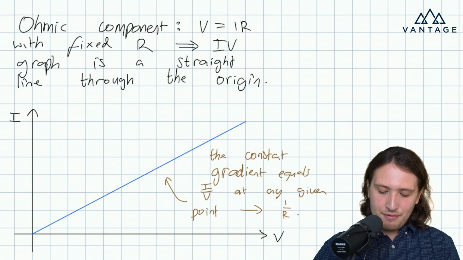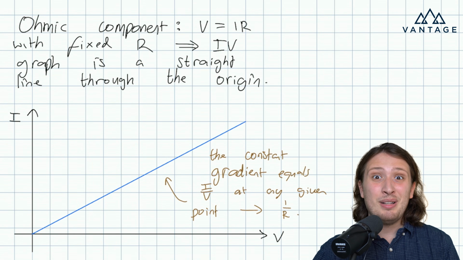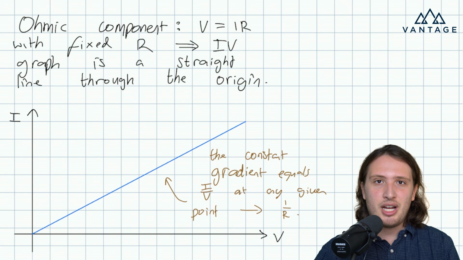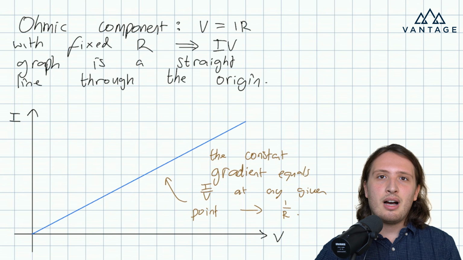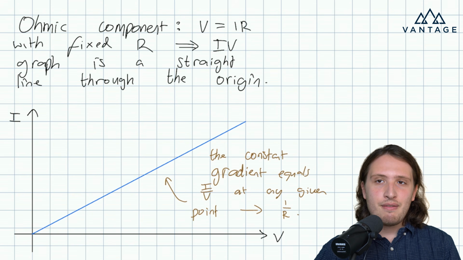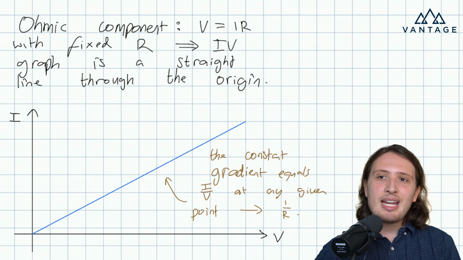So if we have an ohmic component, for example, as I said, a resistor at constant temperature, the fact that V equals IR with a constant value of R means that if I plot the IV graph, I'm going to have a straight line through the origin.